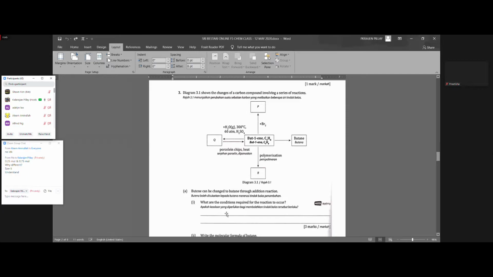Can you see? What are the conditions? Who wants to try? Alim, what is the condition for this? Give me the name for this reaction first. What's the special name for butene becoming butane? Alim?